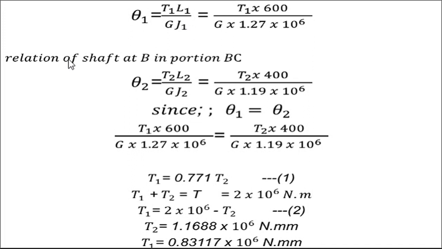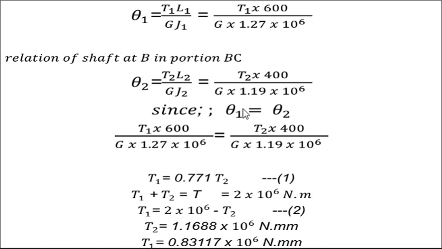J1 is the polar moment of inertia, and for the relation of the shaft at B and the portion BC, the same formula is used here. So T2 is unknown and G is also. J2 is already determined, the polar moment of inertia, and the length of that shaft is also known. But in this case we know that the thetas are equal, that is, the angles of twist are equal but in opposite nature.